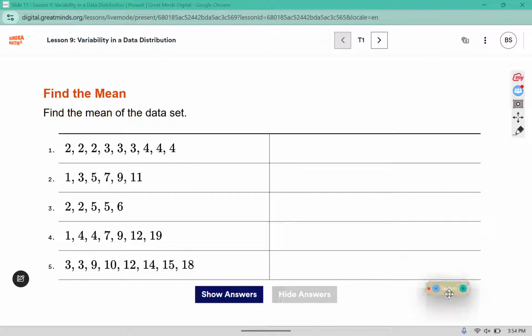Find the mean of the data set. Again, we need to add up all of the data values and then divide by how many there are to fair share.